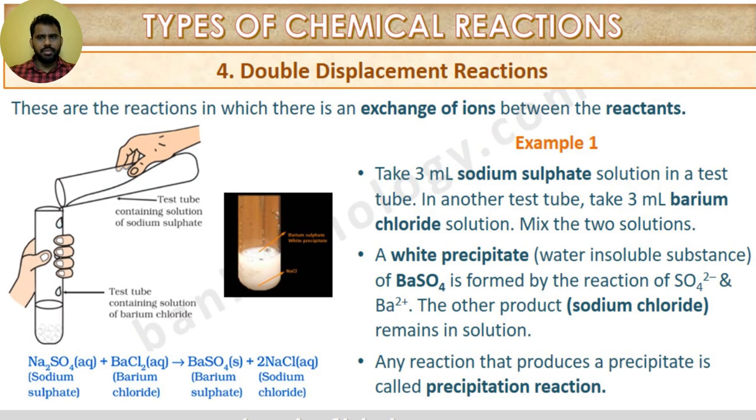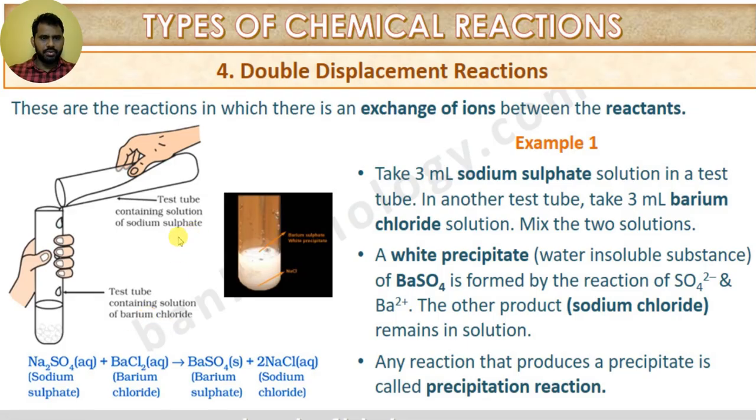Now we venture into the double displacement reaction. These are the reactions in which there is an exchange of ions between the reactants. As I already told, double displacement reactions are the reactions that involve the reaction between two different compounds. Like we take the example of sodium sulfate plus barium chloride, and what happens here is barium sulfate and sodium chloride salt is formed. Barium sulfate is formed and it forms a white precipitate, and NaCl is formed at the bottom. The test tube contains solution of barium chloride.